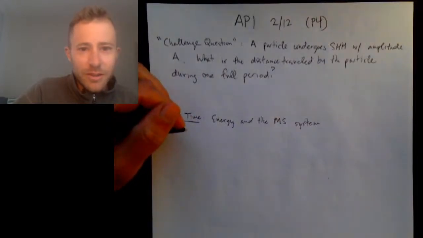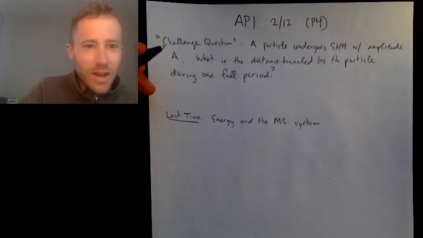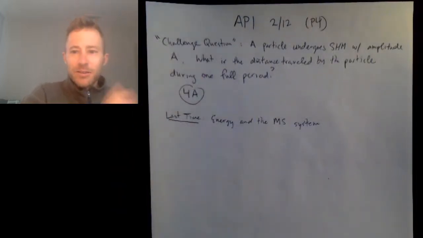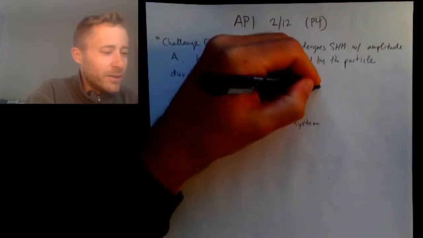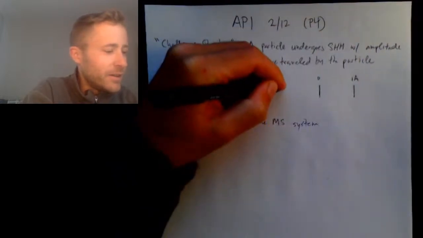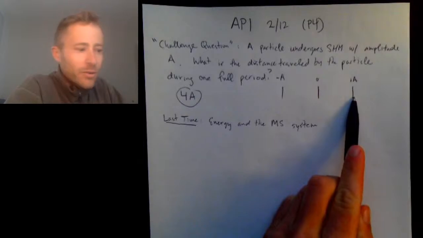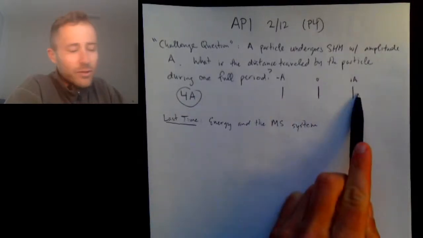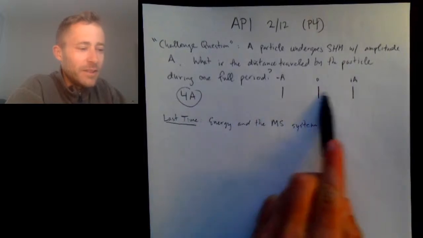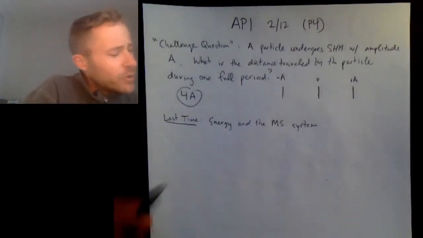So what we learned is that, ooh, nice, 4A is the correct answer. Why is that? Well, here's the equilibrium point, here's plus A, and here is minus A. If you do a full period, you go across and you come back to where you started. So you go a distance A, a distance A, a distance A, and a distance A. That's a total of 4A.